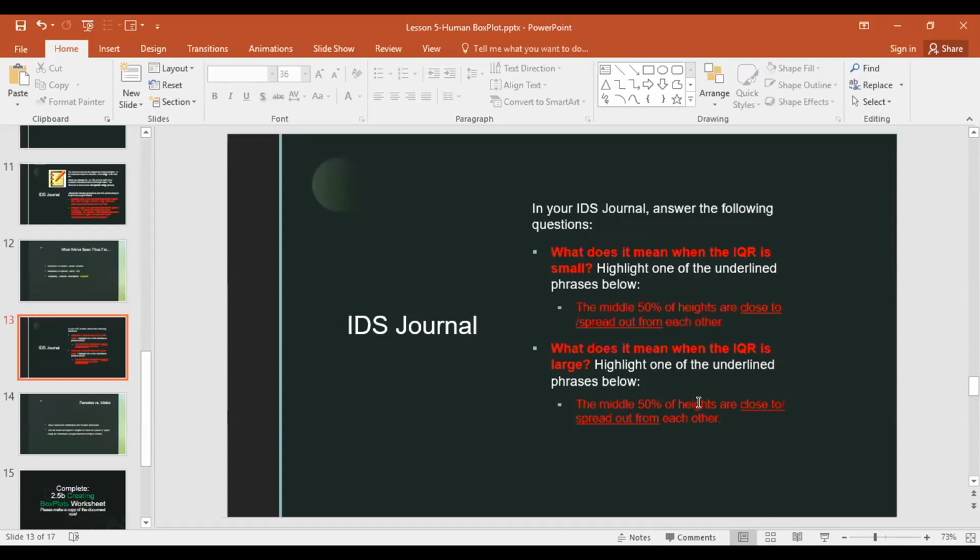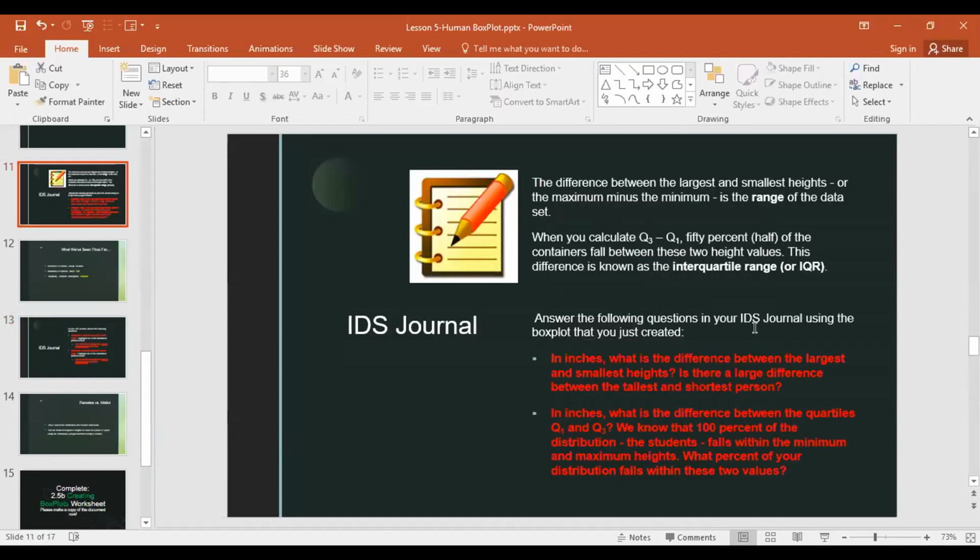The IQR is the interquartile range. Q3 minus Q1.